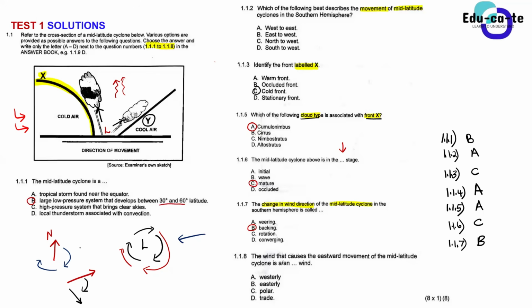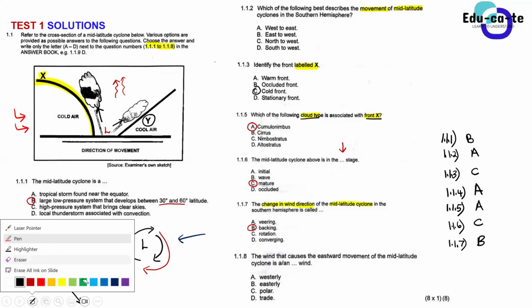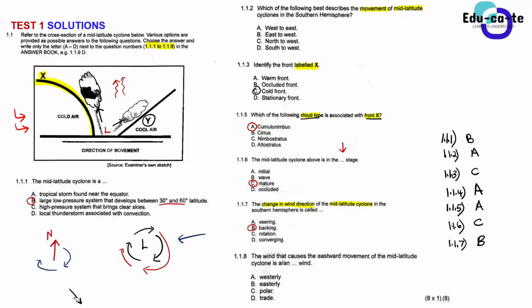Don't focus too much on my diagrams, because they may not be that accurate, but I'm trying my best to make an illustration so that you know that since it's a low pressure system circulating clockwise, if the wind is facing that direction, it will change and start facing this direction. Why did it change? Because of the rotation of the mid-latitude cyclone. That concept is known as backing.